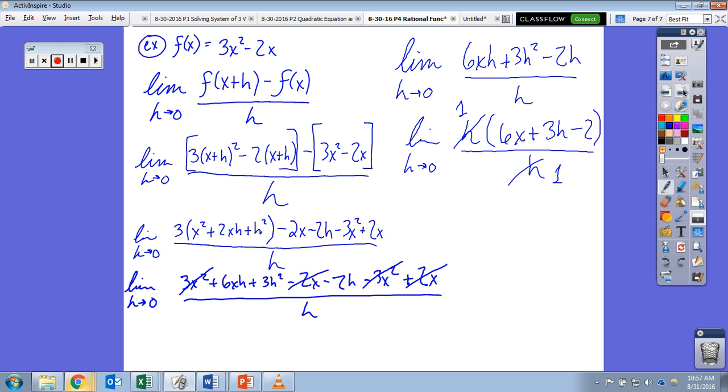So now let's actually plug in 0 for h. I'm no longer going to write this part because I'm evaluating it right now. Before I was just doing expansion and combining like terms. Now I'm actually going to give the value of the limit. 6x plus 3 times 0 minus 2. So 6x minus 2. And for those of you that know the shortcut, you see it.